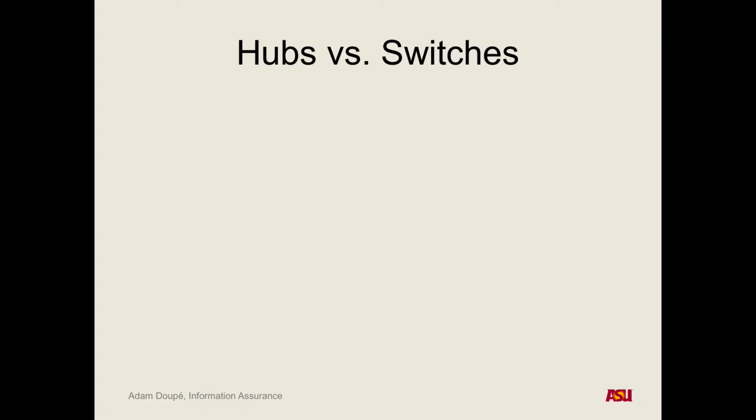Do you want a refinement? Yes, so hubs are incredibly dumb. Whenever a packet comes into a hub on one of its ports, it retransmits that packet on every single port, right? You've seen big switches with a bunch of Ethernet ports on them. For a hub, any packet comes in, that same packet goes out on every single port.